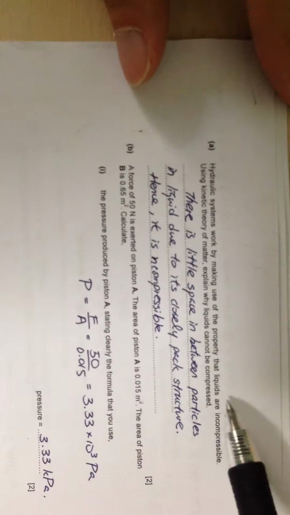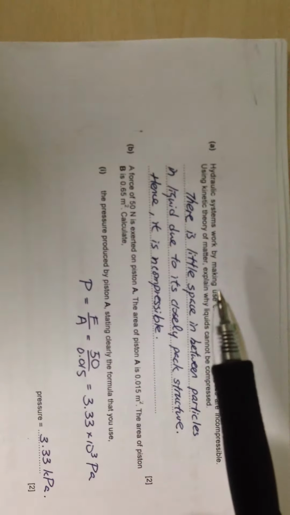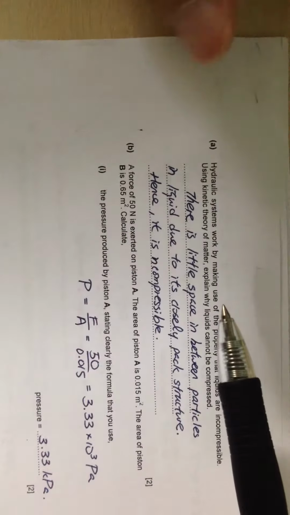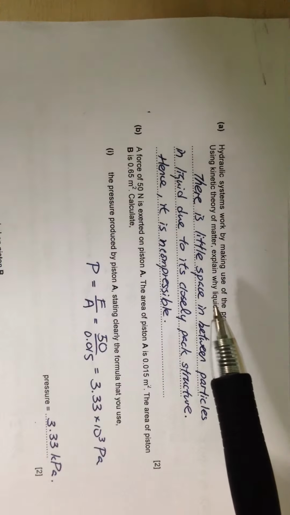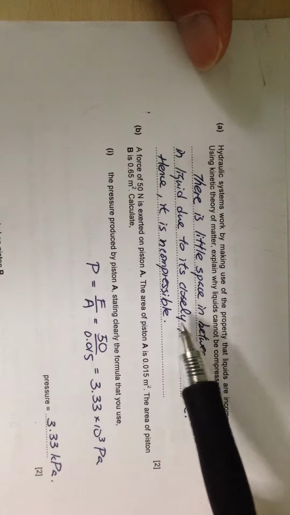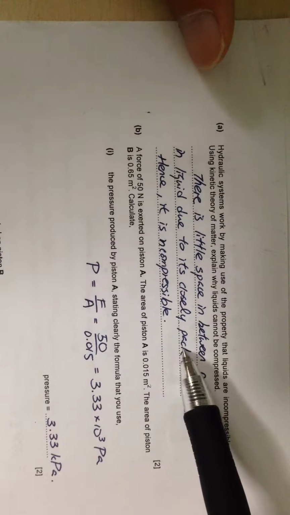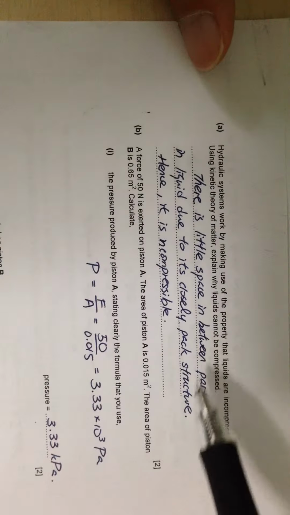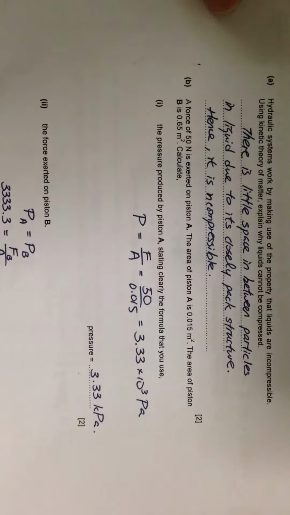Okay, so for part A, you are asked to explain why liquid is incompressible using the kinetic model of matter. You have to say two things. Number one is its closely packed structure, and number two is that because of this closely packed structure, there is little space in between the particles. That's why you can't squeeze them closer to each other, making them incompressible.